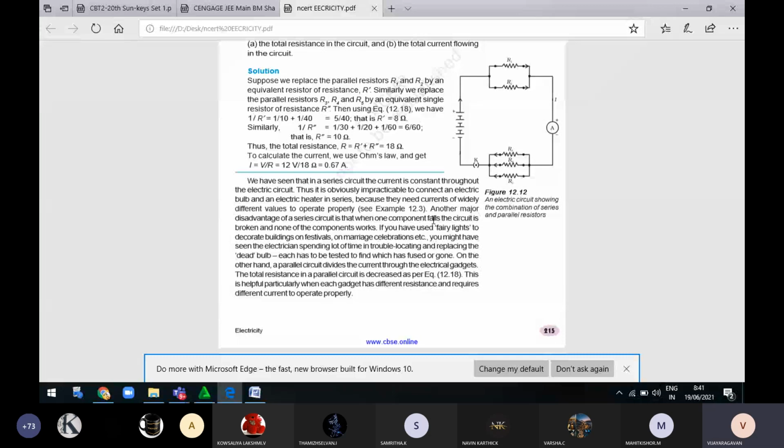So now we can see the difference between the series circuit and the parallel circuit. Enable this book on your screen. Yes, sir. Okay. Yes, sir.